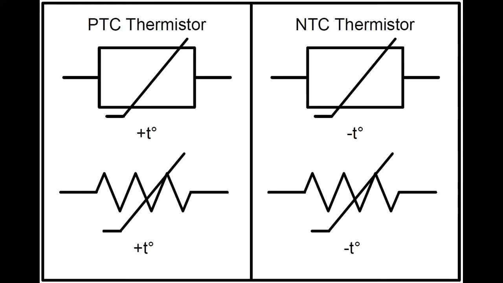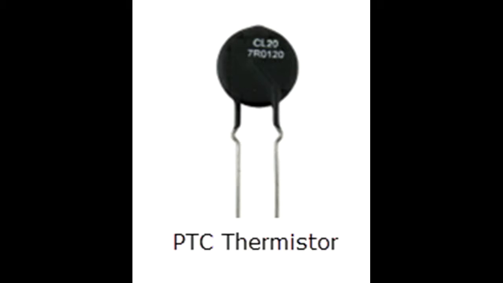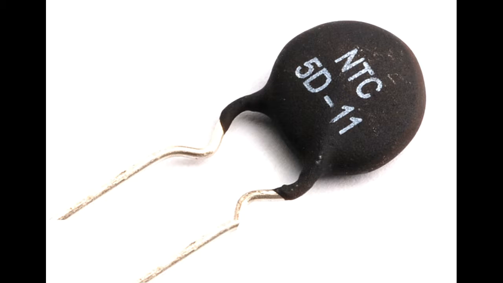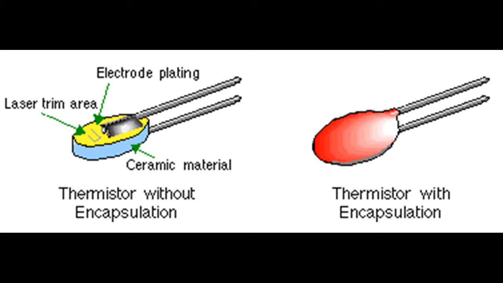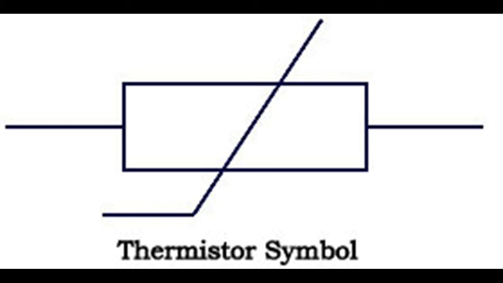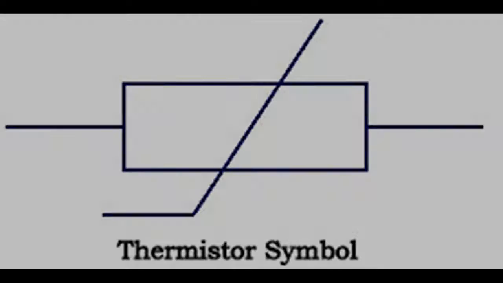Thermistor consists of two types, namely PTC and NTC. PTC, positive temperature coefficient, and NTC, negative temperature coefficient. Thermistors are a type of semiconductor, meaning they have greater resistance than conducting material, but lower resistance than insulating material.